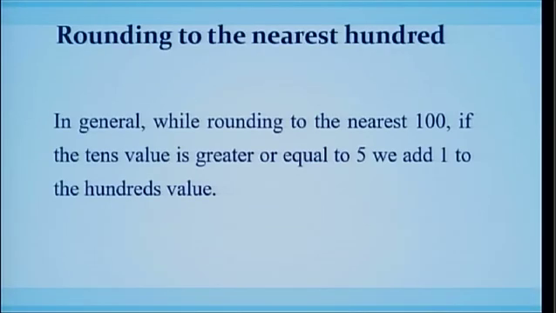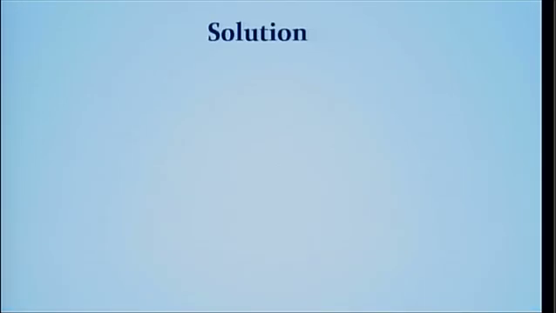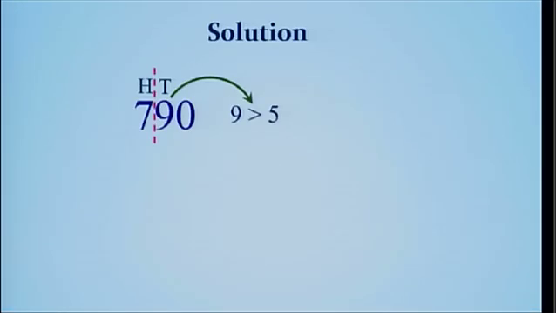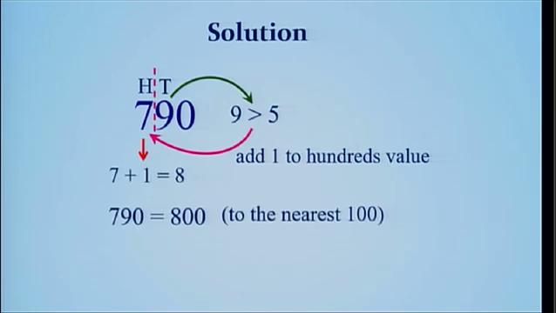Now suppose the tens value is greater than or equal to 5. Here you're going to add 1 to the hundreds value. Here's an example. We need to write 790 to the nearest 100. We are going to analyze the tens value. Here it is greater than 5, so we are going to add 1 to the hundreds value. Hence, 790 is equal to 800 to the nearest 100.